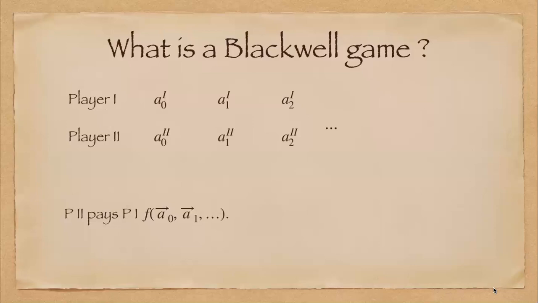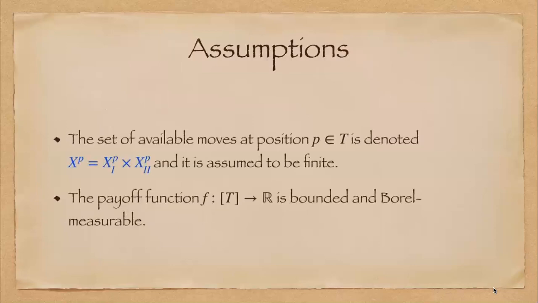And I will tell you something about some assumptions on this game. So we make some further assumptions. So at any position, if you look at the moves available for the players in that position, so now in each position both players move, so the available moves is a product set, moves for player 1 and for player 2, and we assume that these sets are finite. They have only finitely many moves at each position. This is one assumption. And the second assumption is that the payoff function is a Borel function and it is also bounded.